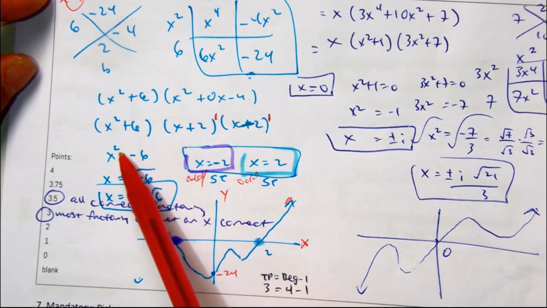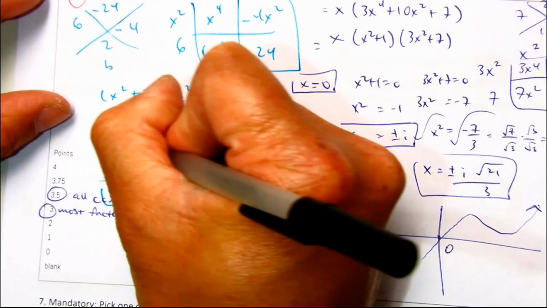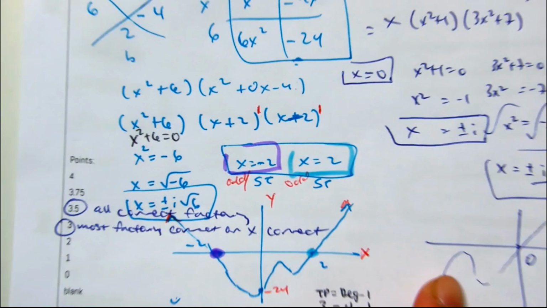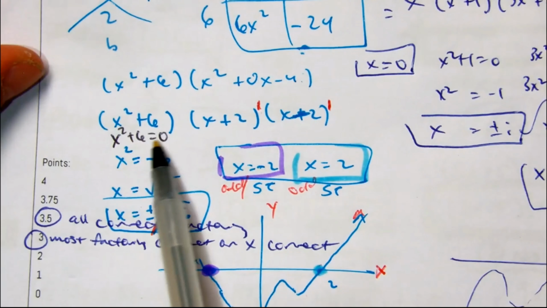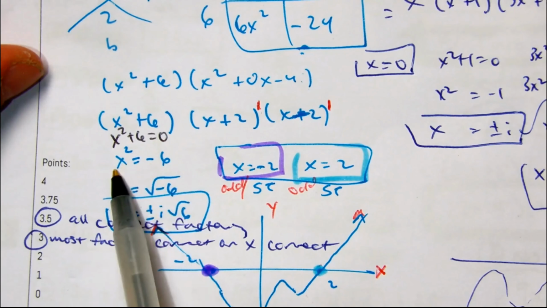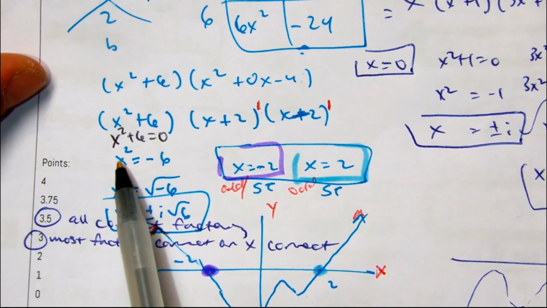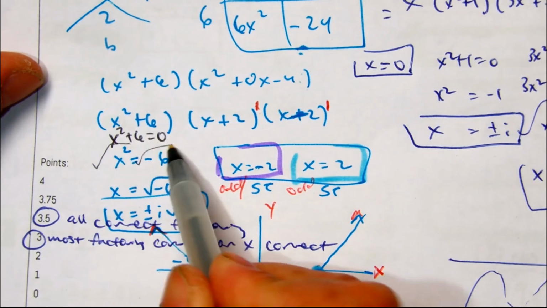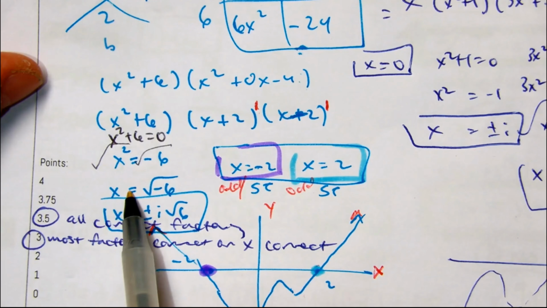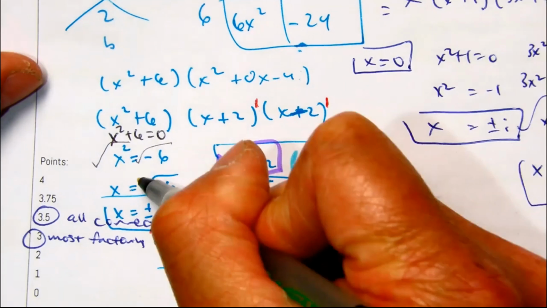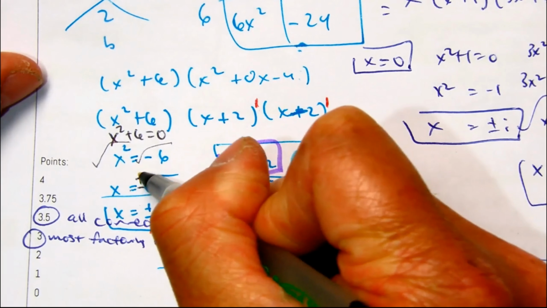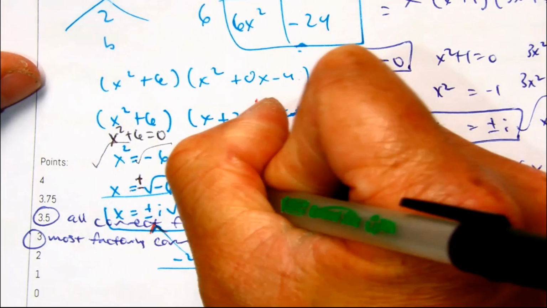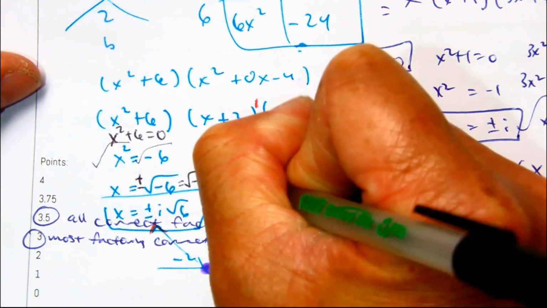You're going to set it equal to 0, and then I'm going to subtract 6 from both sides. Remember, there's two x's here, so if I take the square root, then I have x equals plus or minus the square root of negative 6. The square root of negative 6, we learned earlier this year, is the square root of negative 1 times the square root of 6.